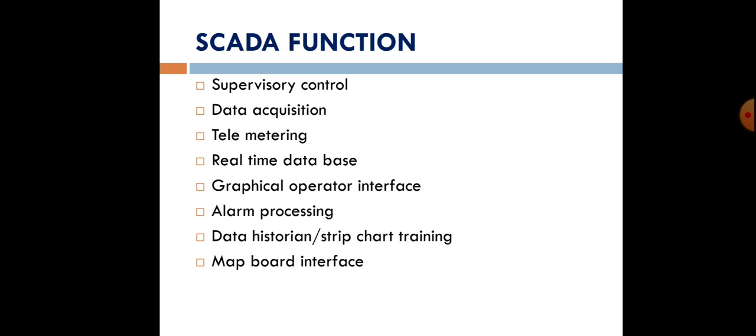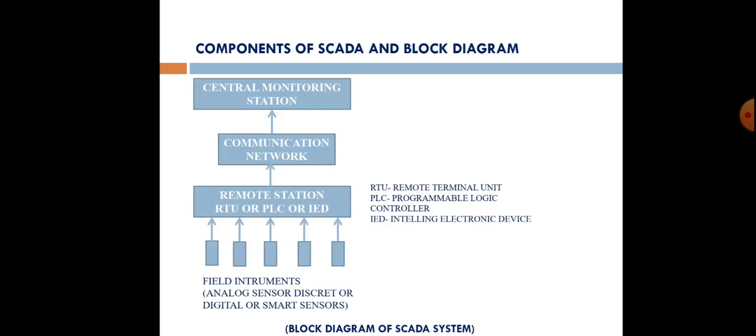Now we see the components of SCADA and block diagram. See the figure, the block diagram of SCADA is shown. The main components of SCADA systems are as shown below. First, remote station. We see the remote station block in this block diagram. So first component of SCADA is remote station. Second one is communication network. Third one is control monitoring station. And fourth one is field instrumentation.